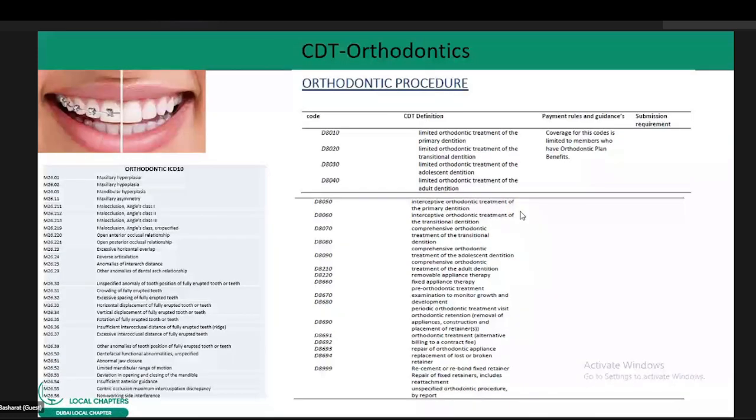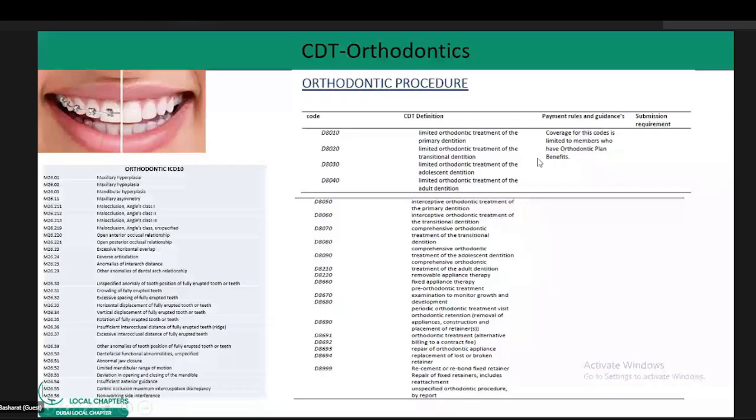About orthodontic. As I mentioned for the ICD, we have the M series codes. If you see here, malocclusion, crowding, spacing, all these ICD codes come under the M series. In the procedure codes, for Dubai, we have the 0D8 series. Coverage of this code is limited to members who have orthodontic plan benefits. This is the first thing for the payment.